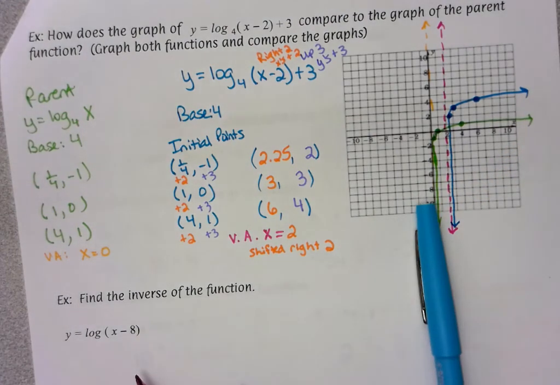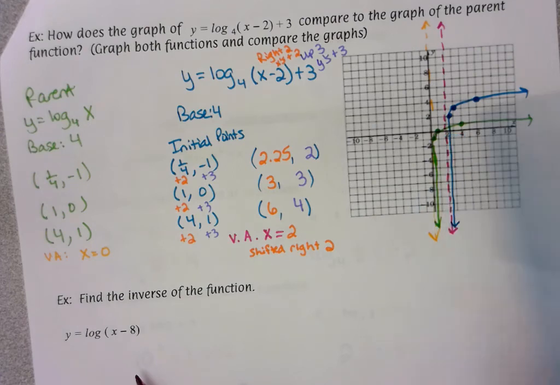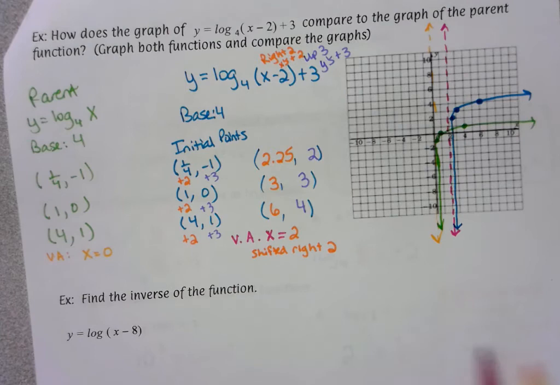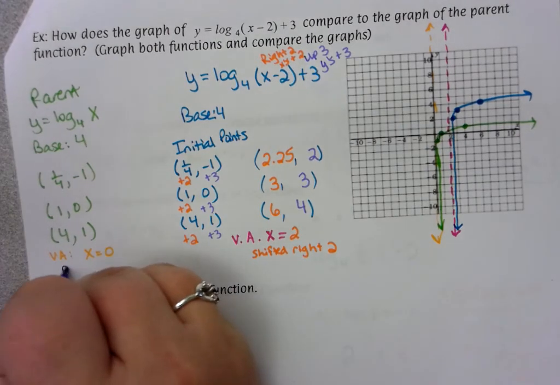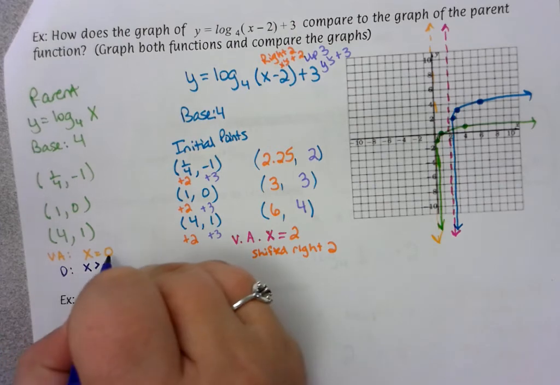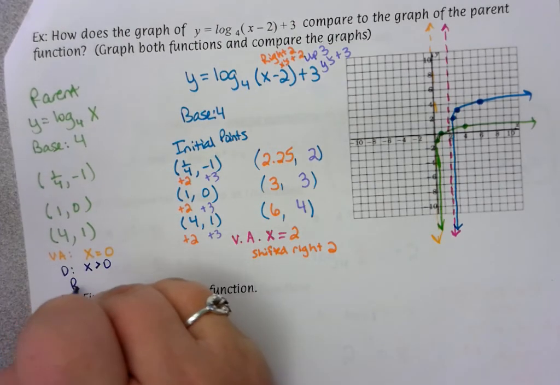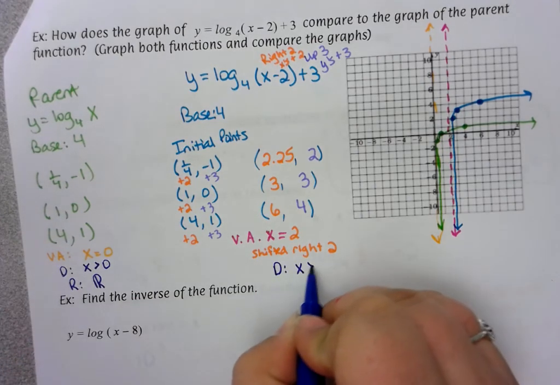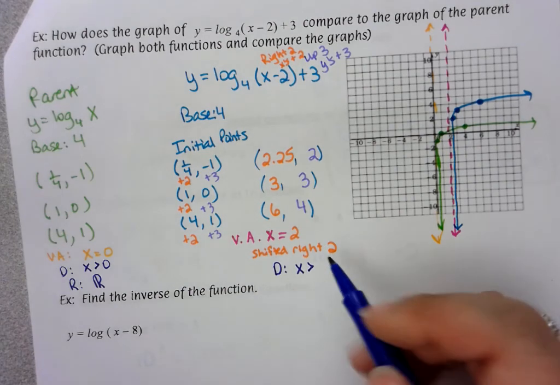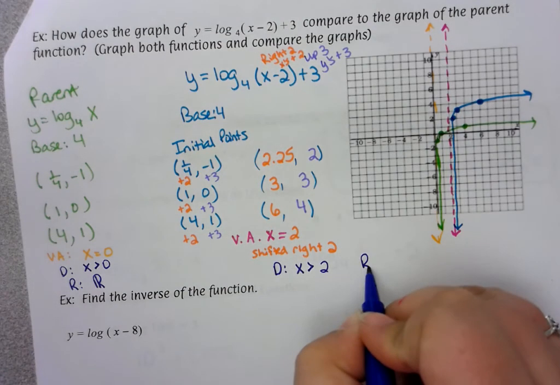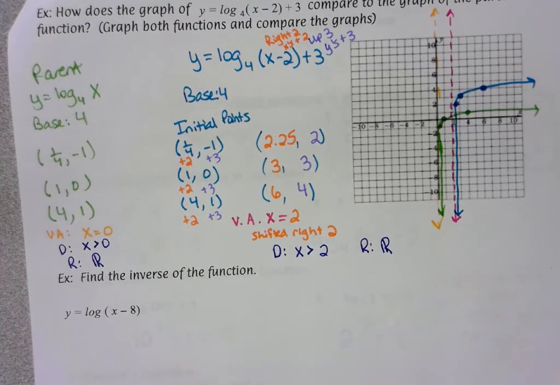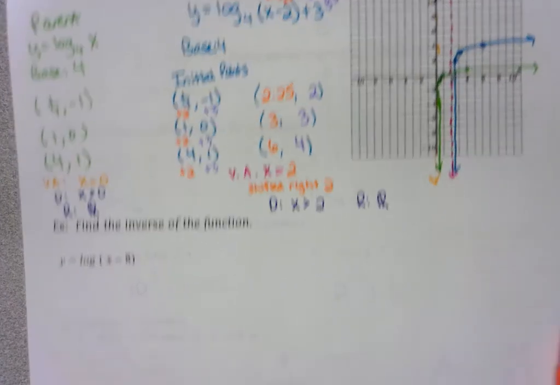So as you can see, going from the green one to the blue one, we've gone right 2 and up 3. So what would be our domain and range on these? Well, domain on this first one is going to be x is greater than my asymptote, which is 0. And the range is going to be all real numbers. Domain on this one is going to be x is greater than my asymptote. What's my asymptote? 2. And the range is going to be all real numbers. So remember, on logarithm, your range is always all real numbers.